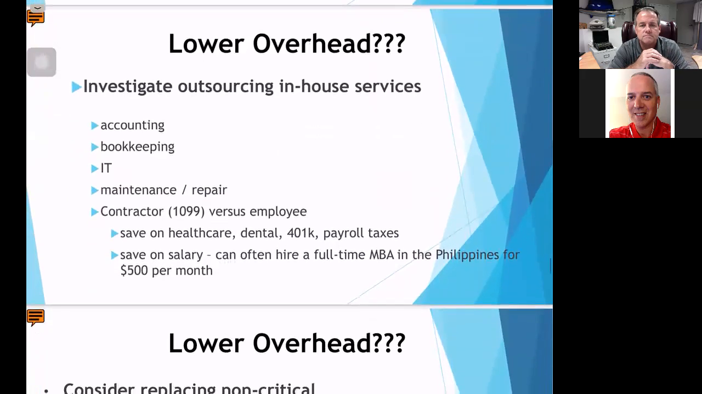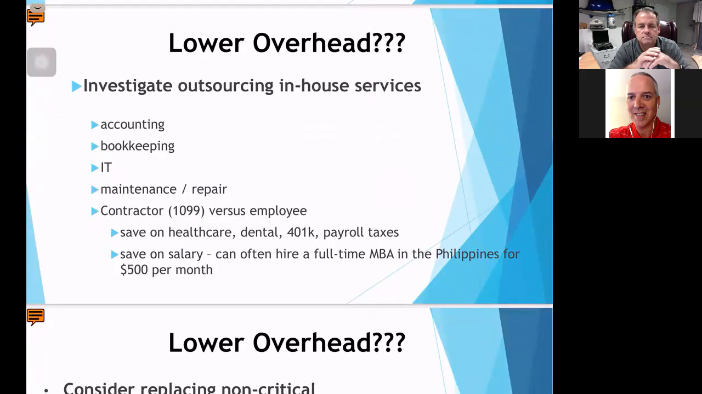Talk about outsourcing, accounting, bookkeeping, IT, maintenance and repairs. Think about if it should be a contract employee instead of a 1099 person versus an employee. I personally outsource my bookkeeping. I outsource some IT, some software management myself.